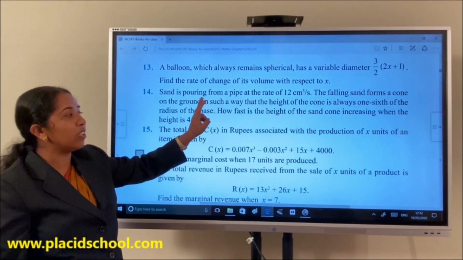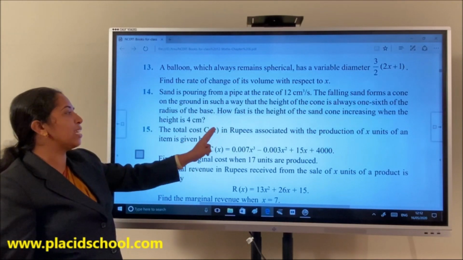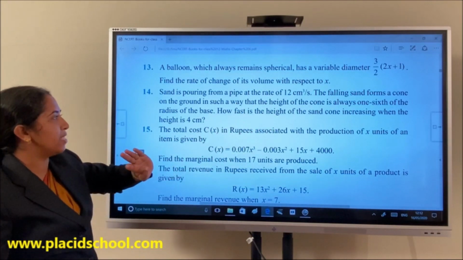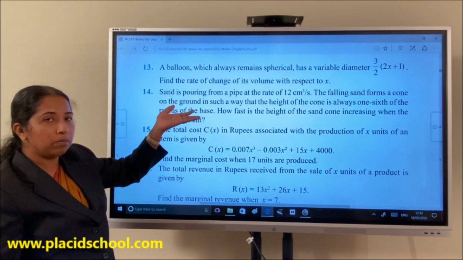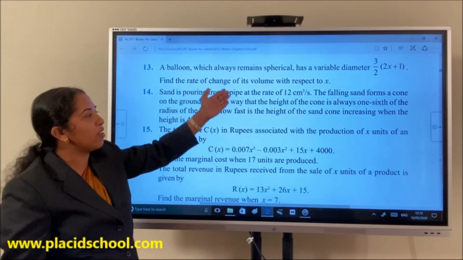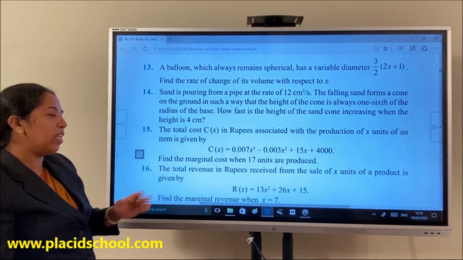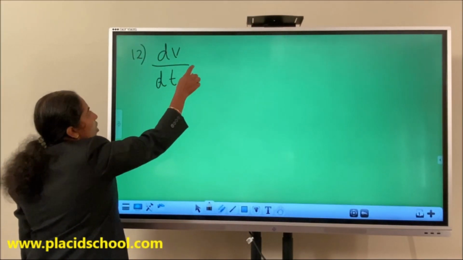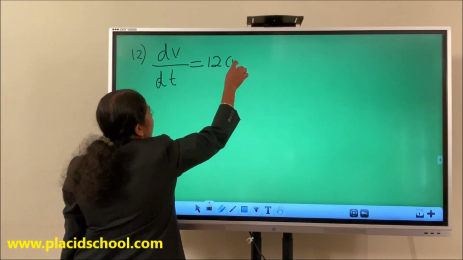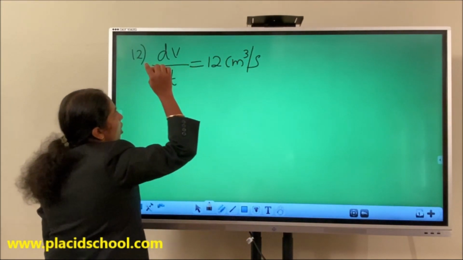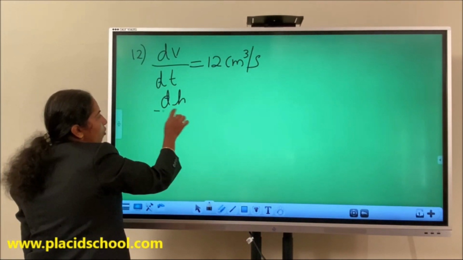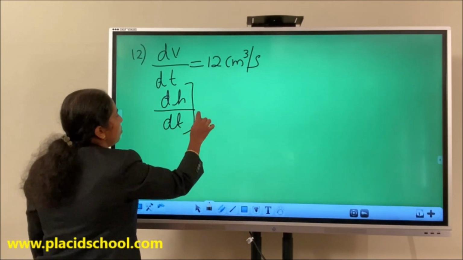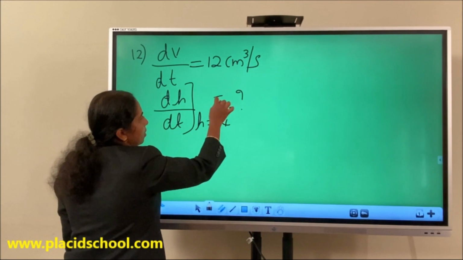So we have to find the rate of change of height of the sand cone with respect to time, and also it is given that height is 1/6 of the radius of the base. And volume of the sand in the cone is changing at the rate of 12 centimeter cube per second. We will see how to do the problem. Rate of change of volume of the sand cone with respect to time is 12 centimeter cube per second. We have to find the rate of change of height of the sand cone with respect to time when height is 4 centimeter. This is what we need to find.